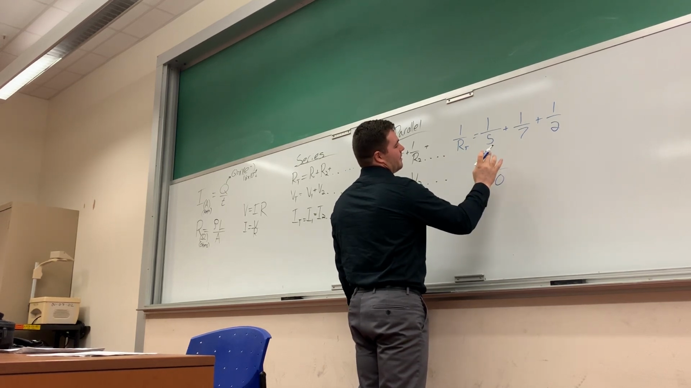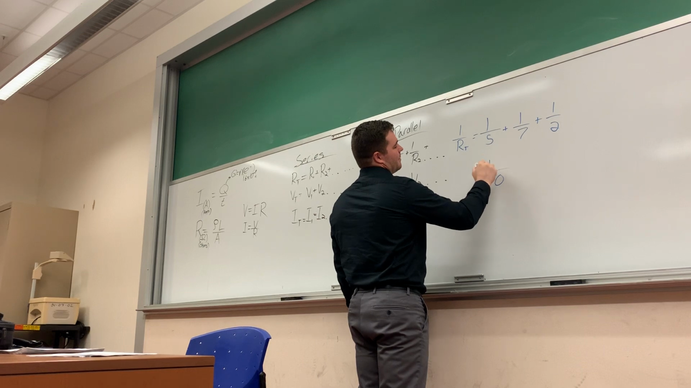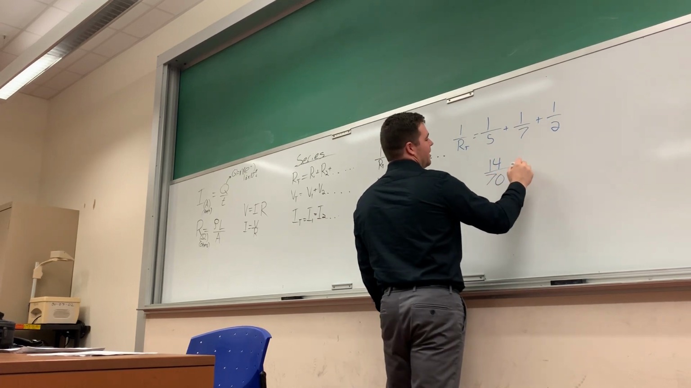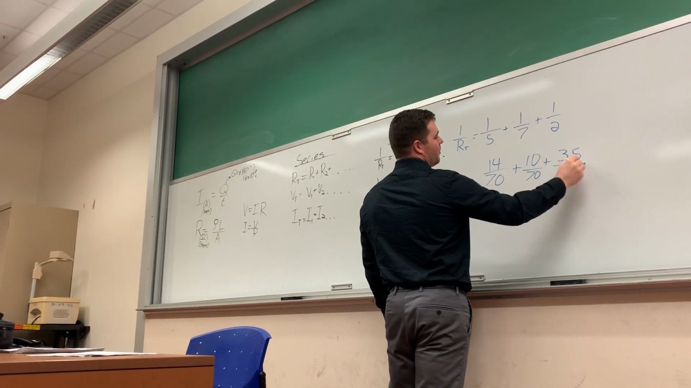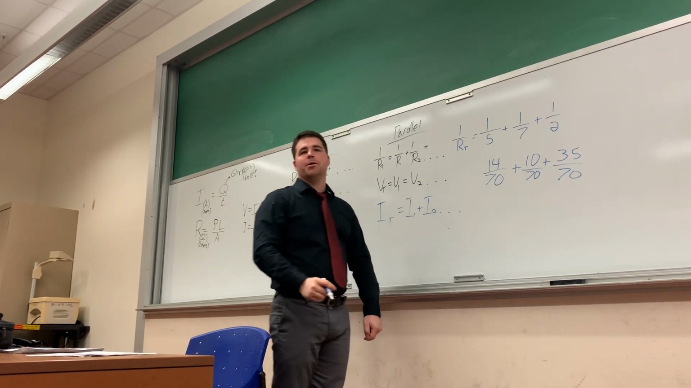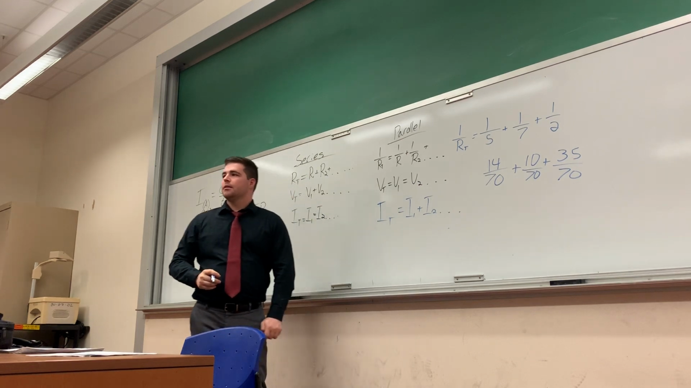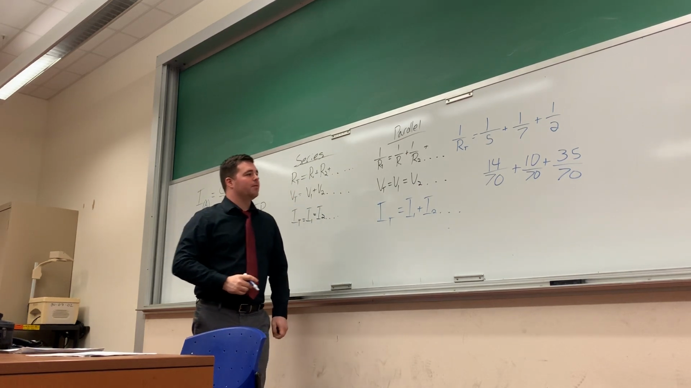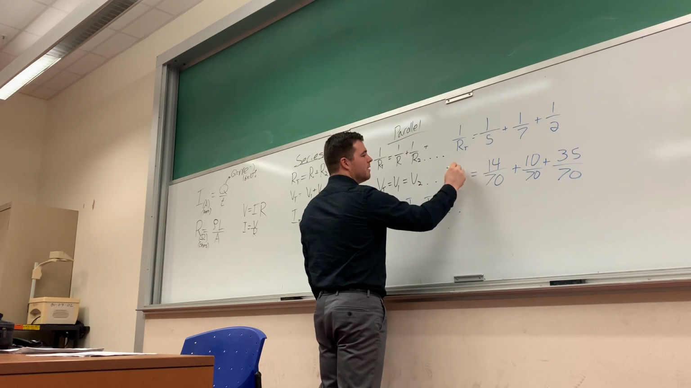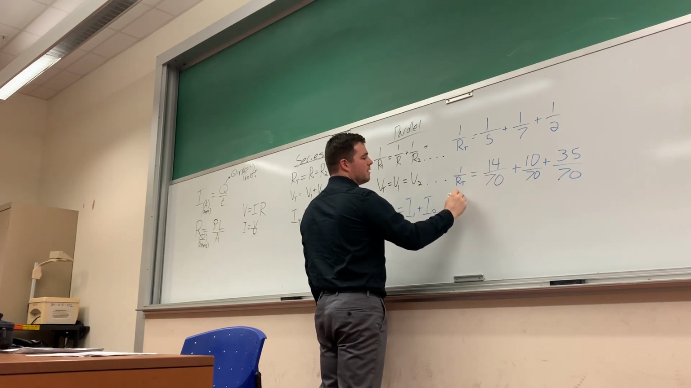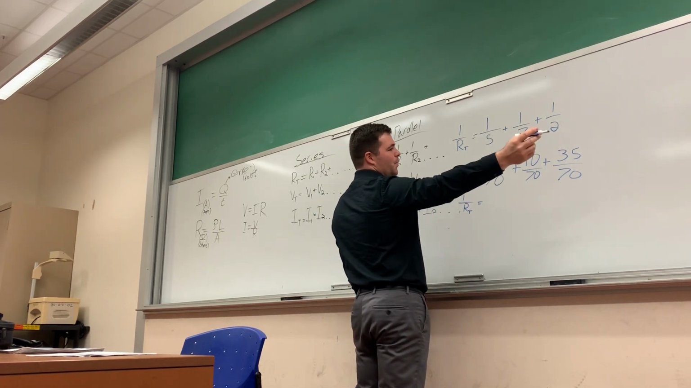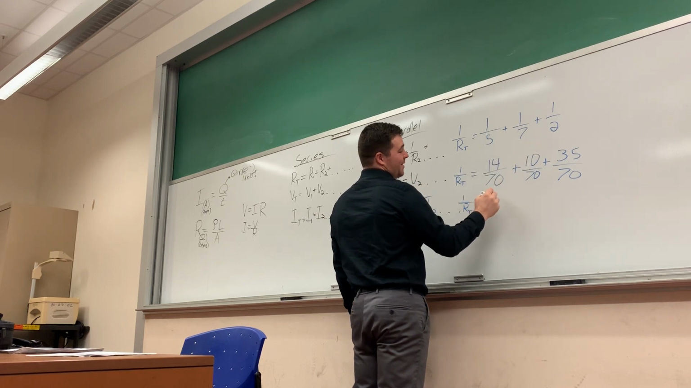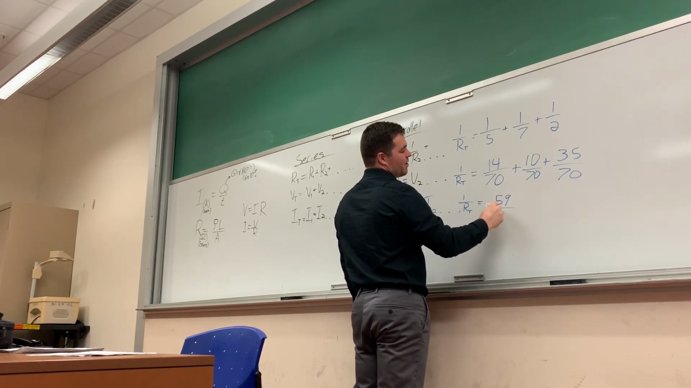So 5 goes into 70 fourteen times, so 14/70 plus 10/70 plus 35/70. I believe that would be where your work's at. This is not a very convenient one. Ugly. So what do we have? 59 over 70.